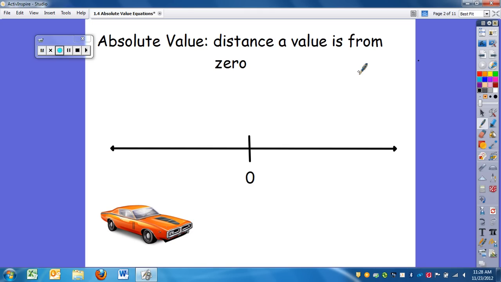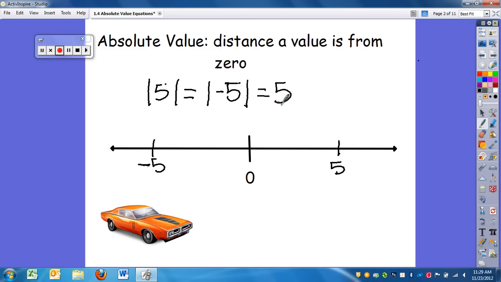So just to review, absolute value, remember the proper definition, is the distance a value is away from 0. We have our absolute value signs, which are 2 bars, like so. If I was finding the absolute value of 5, we ask ourselves, how far is 5 from 0? Well, here's 5 on the number line, so we say it's 5 away. Interesting about absolute value, since distance can never be negative, it also equals the absolute value of negative 5, because negative 5 is also 5 away from 0. So both the absolute value of 5 and the absolute value of negative 5 equal 5.